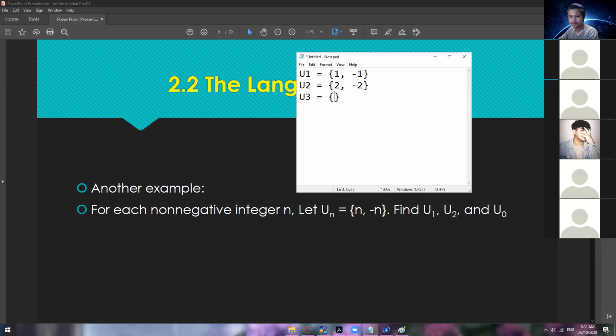Both 0, sir. 0 lang. 0 only? Why? Kasi wala namang negative ang 0. So, wala nang negative integer. So, that's correct. So, kung isusulat nyo to, you can simplify this one as equal to {0}. So, in other words, we have two of the same element inside of a set. So, you can eliminate the other same elements. So, to simplify this one, just {0}. Okay, so very good.